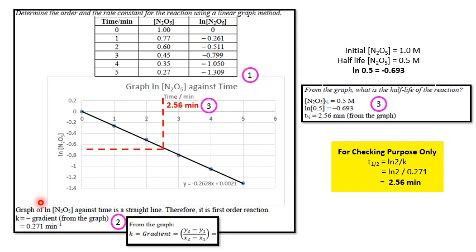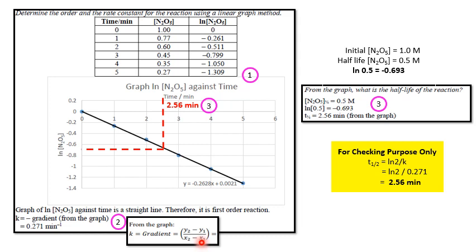Now the question asks you to find the gradient based on the graph. Again, by using the method I said before, you need to find two points, x1, y1 and x2, y2, and then you find y2 minus y1 over x2 minus x1. Then you can find the gradient, which is 0.271 per minute.